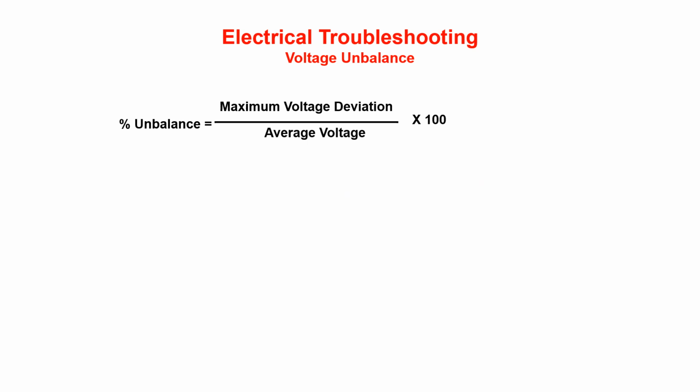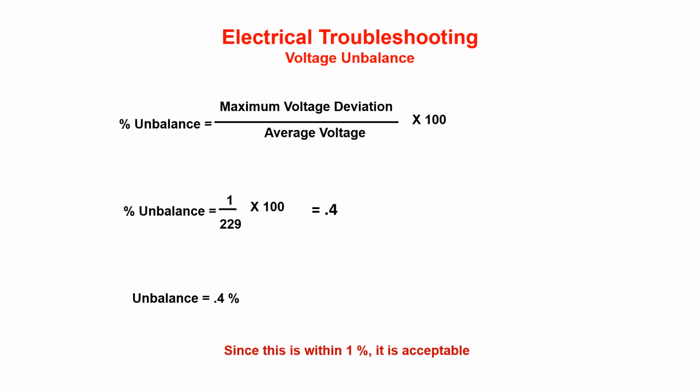Using our unbalance formula, let's fill in the numbers. The maximum voltage deviation is 1, and the average voltage is 229. Doing the multiplication and division, we come up with 0.4. Therefore, the unbalance is 0.4%. Since this is within the 1%, it is acceptable.